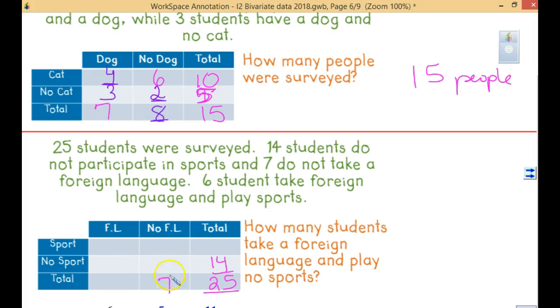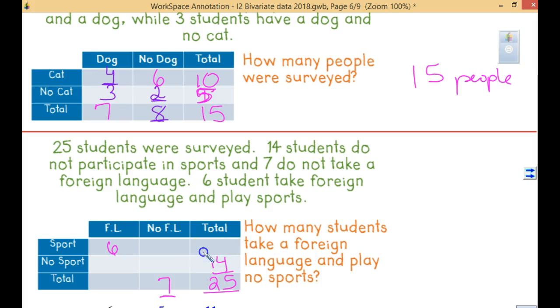Now, I have had some people think that that was part of the 14, and they had to put it here. It just says 7 do not take a foreign language. That means total. So sometimes interpreting what the problem is telling us, some students get confused where to put the numbers. This last one, 6 students take foreign language and play a sport. So the FL is our foreign language and a sport is 6.